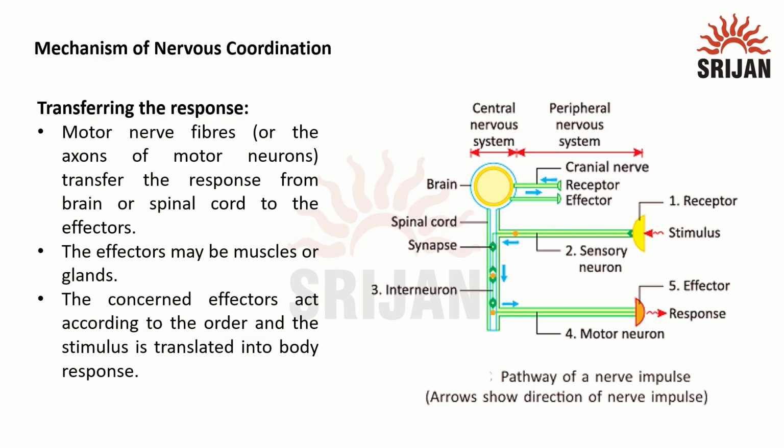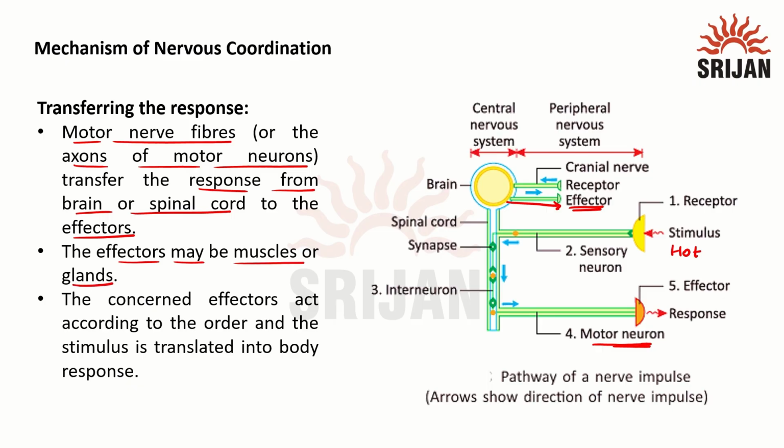Now what is the last step? It is the transferring of the motor response. The motor nerve fibers, or the axons of motor neurons, transfer the response from the brain or the spinal cord to the effector. So in the case of a flashlight, the effector organ will be the eye muscle. In the case of touching a hot object, the effector organ again will be a muscle, but in the hand or leg. So the effectors may be muscles or glands. The concerned effectors will act according to the order received from the CNS, and the stimulus is translated into a body response.